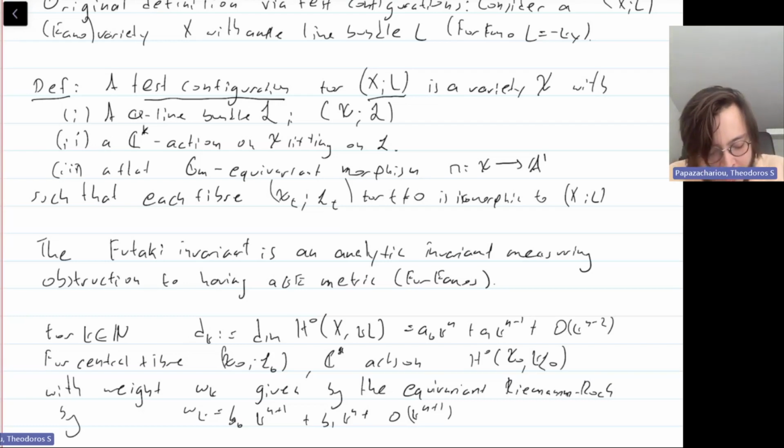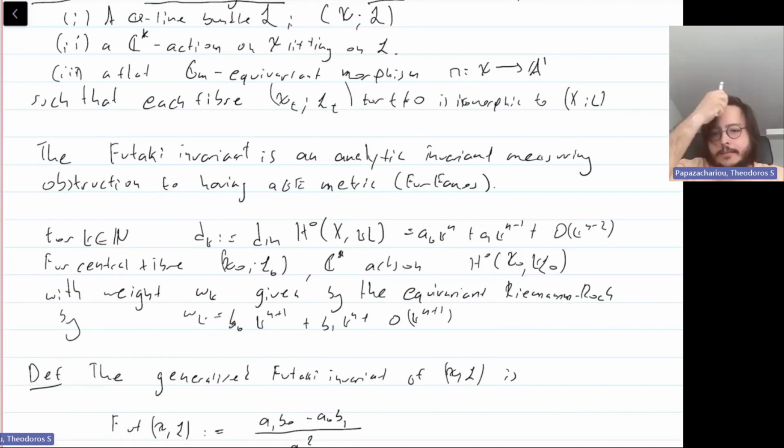So because K-stability mimics this GIT construction, in order to determine stability, you want a notion similar to the Hilbert-Mumford weight or the Hilbert-Mumford numerical criterion. And this notion in K-stability is given by the Futaki invariant or the generalized Futaki invariant, or sometimes the Donaldson-Futaki invariant. So this is an analytic invariant.